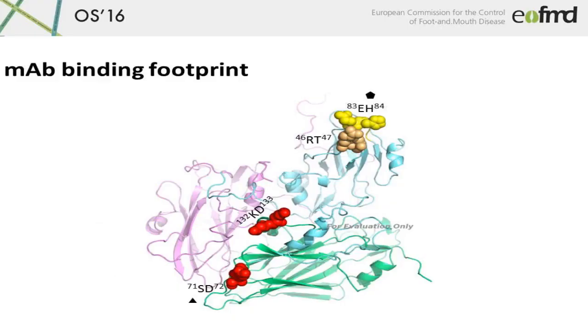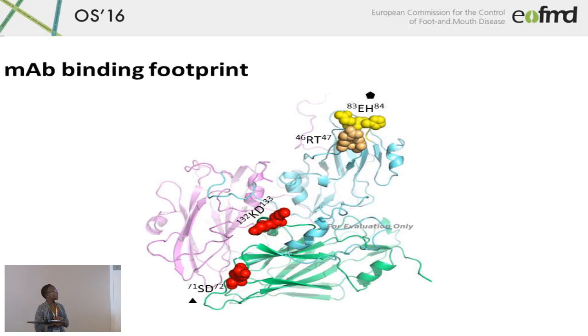Okay, here are the two regions that I explained where we found a reduction in binding towards four monoclonal antibodies. So this region here, region 71 to 72, and region 132 to 133 in VP2, confirms that these two regions are antigenic sites of this virus. And then when we replaced region 83 to 84, we found that there was also a reduction in binding.